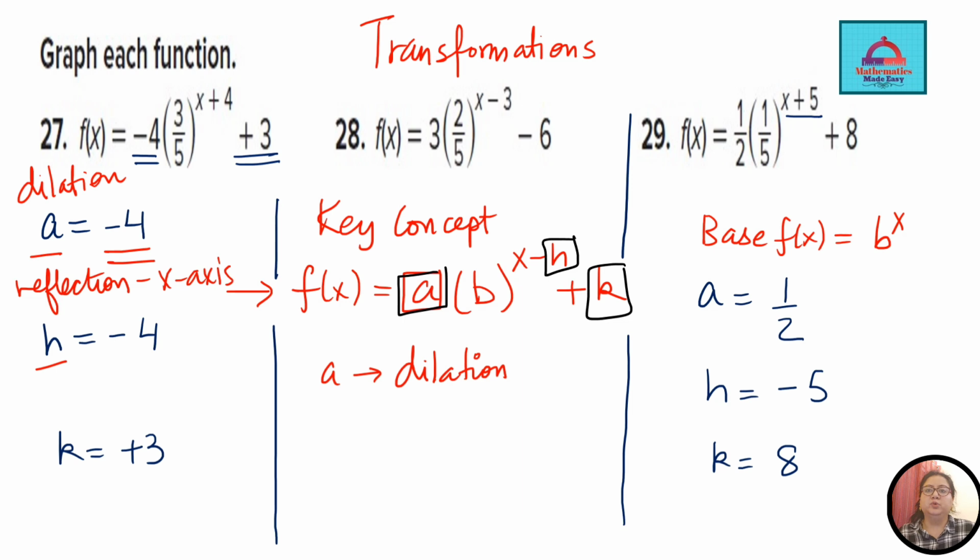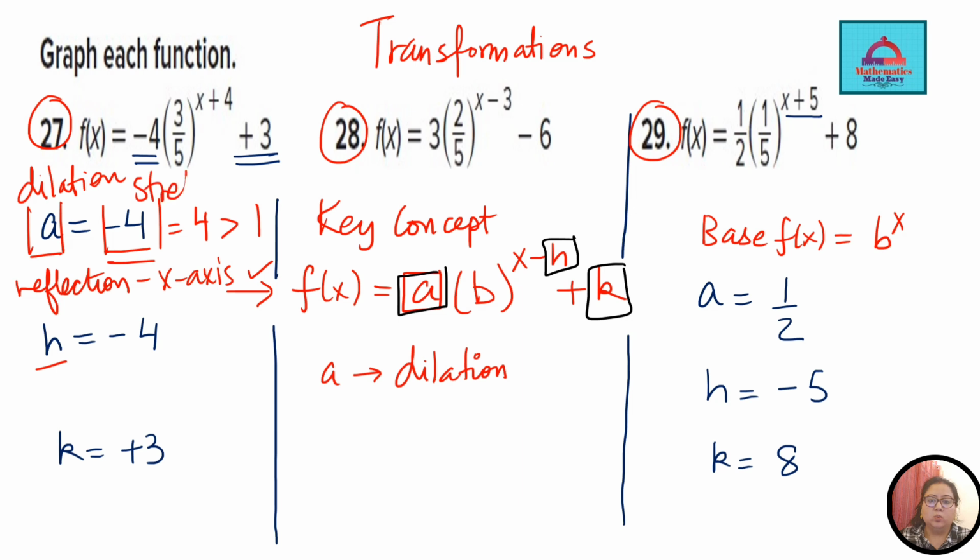If you get such a question in the multiple choice and you have to select all the correct transformations, then for question 27, 28 and 29 you have to pick all the correct options, which are reflection because it is having a negative value. Then also because your value of a is more than 1 here, if you take the absolute value, it's going to be +4, which is more than 1. So therefore the graph is going to be stretching vertically.